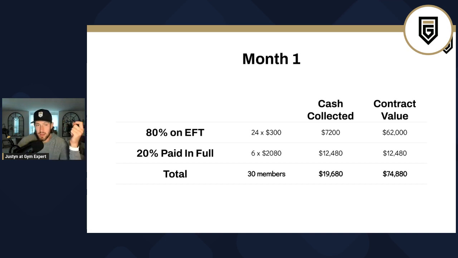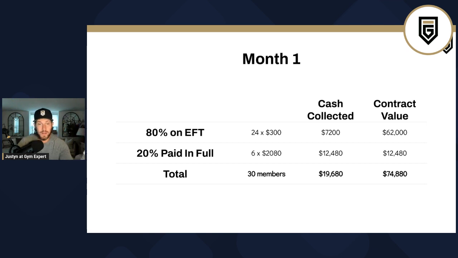If on the 80% that are paying EFT, they're putting the deposit down and then their $50 a week is coming out every week after that, we're getting $7,200 in cash collected. Now the contract value, because we're operating under the understanding that they are all signed up on a year-long term, is $62,000 in cash that they will pay us over the entirety of the year. So we just closed $62,000 of contract value, which is amazing, all in 1 month.